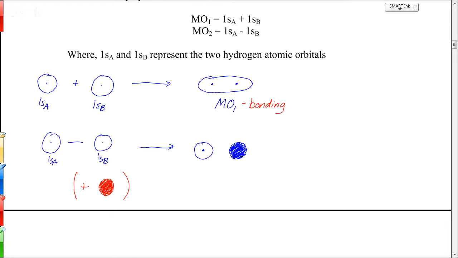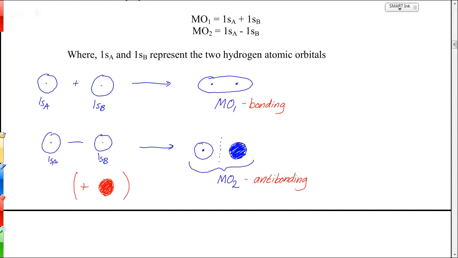This orbital has what's called a node in the middle, which is an area of no electron density, also known as a place where the phase switches from positive to negative or shaded to unshaded. This whole thing together is another molecular orbital. So even though it looks like it has two parts, that is a molecular orbital, this subtraction of the two orbitals from each other. And this is known as an antibonding orbital.